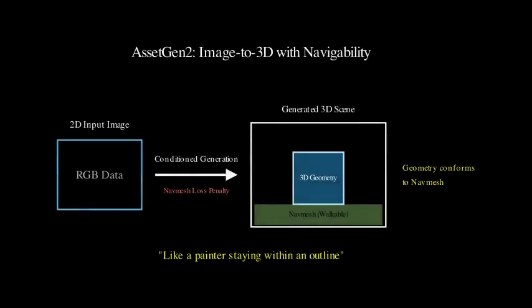AssetGen2, the core of the 3D reconstruction process, is an image-to-3D model specifically fine-tuned to incorporate the navmesh information. Traditional image-to-3D models often struggle with creating geometrically consistent and navigable scenes. AssetGen2 overcomes this limitation by conditioning the 3D generation process on the navmesh. This is often achieved through a specialized loss function that penalizes deviations from the navmesh during training, forcing the model to generate geometry that respects the walkable areas defined by the PG module. Think of it as a painter who's been given an outline to stay within.